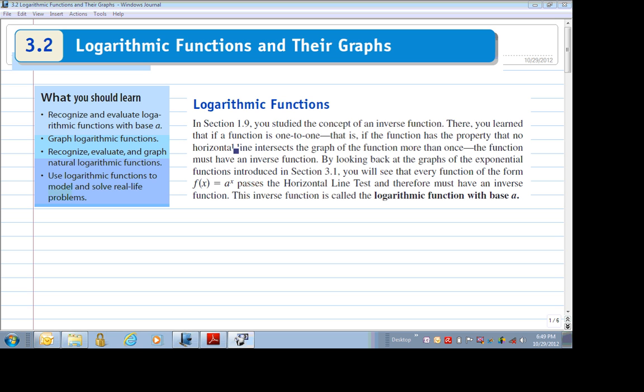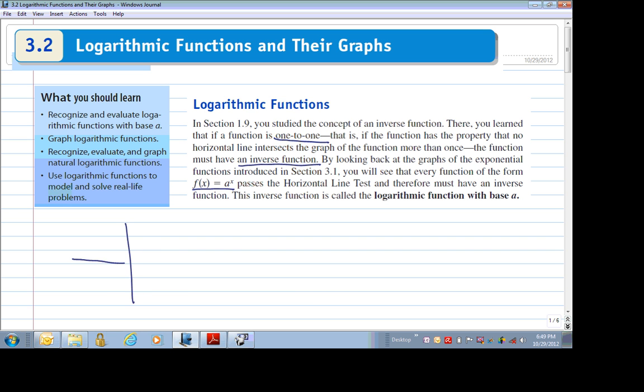In section 1.9 we studied the concept of inverse functions, and we've already mentioned this this past week. There you learned that if a function is 1-to-1, that is, if the function has the property that no horizontal line intersects the graph of the function more than once, then the function must have an inverse function. By looking back at the graphs of exponential functions, you will see that every function of the form f of x equals a to the x, your exponential function, passes the horizontal line test.